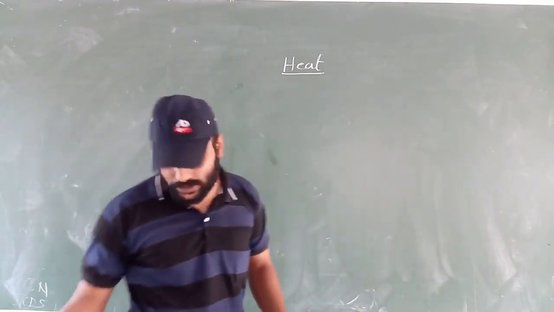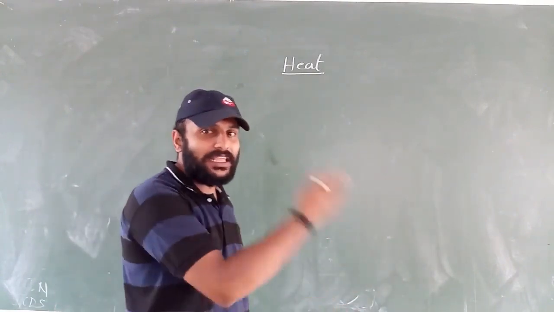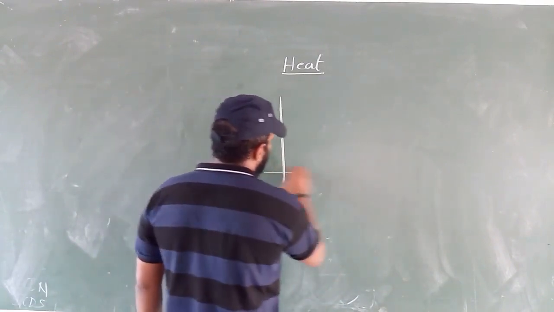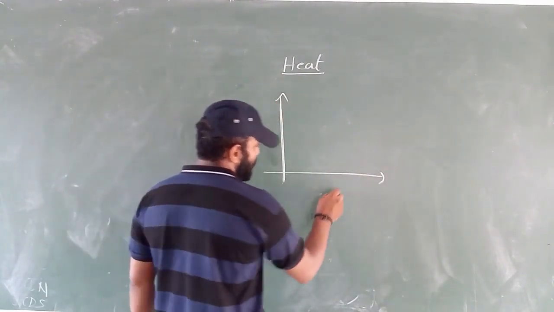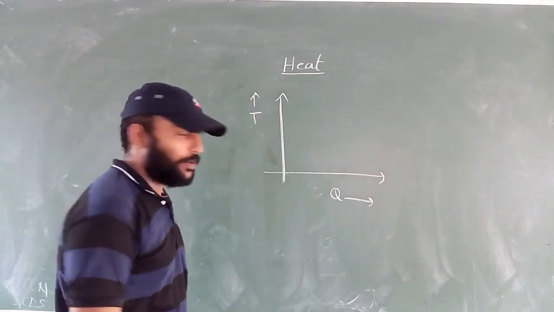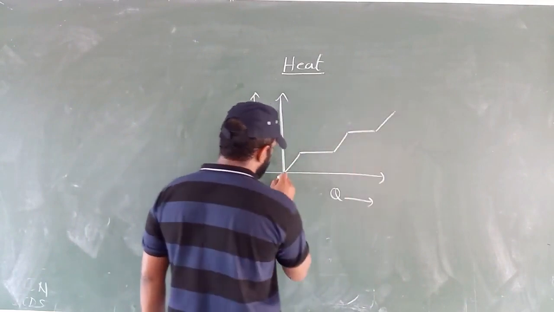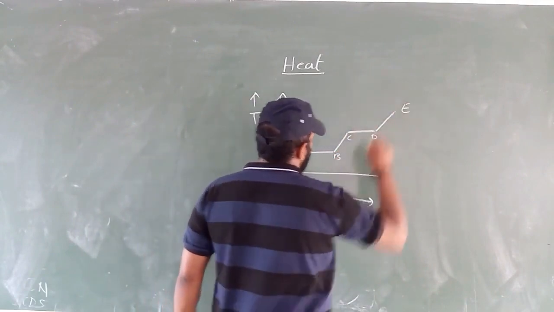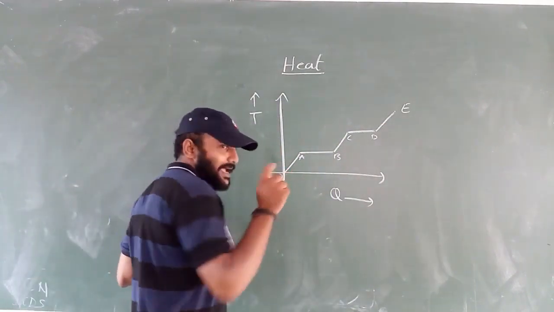Before going through these problems, let's look at a graph about the latent heat of fusion and related ideas. Consider a graph where this axis is heat energy and this is temperature. I think you have seen this type of graph. The important point about this graph is that we think of an ice cube.